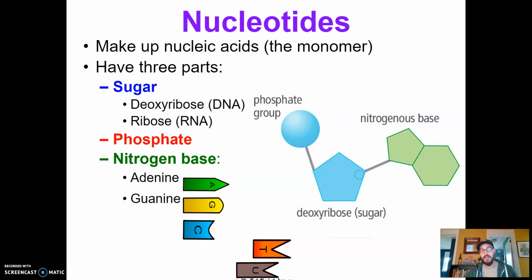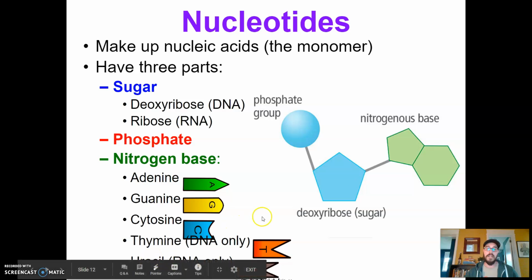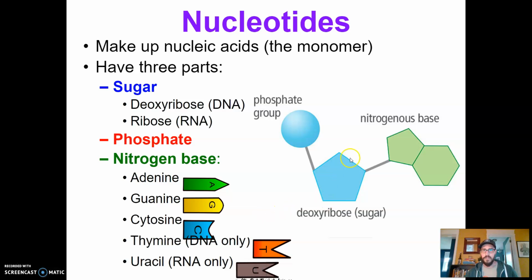One's called adenine, one's called guanine, one's called cytosine, one called thymine. That's only in DNA. And then in RNA, it has a different one called uracil. So in RNA, the thymine gets replaced with uracil. You guys have probably seen the structure before.